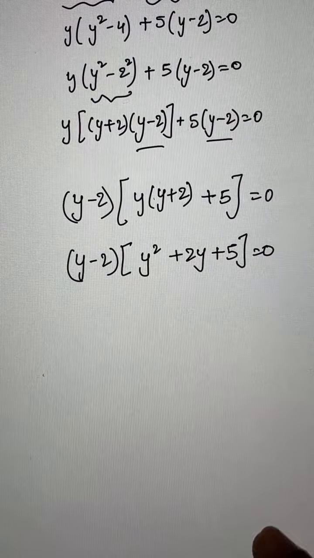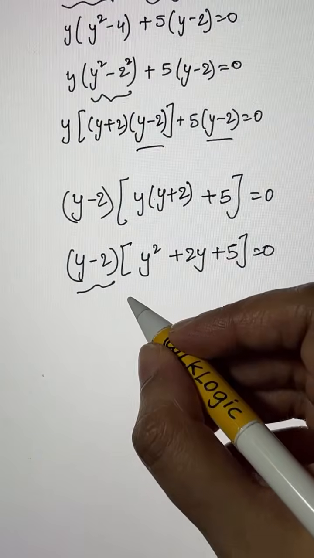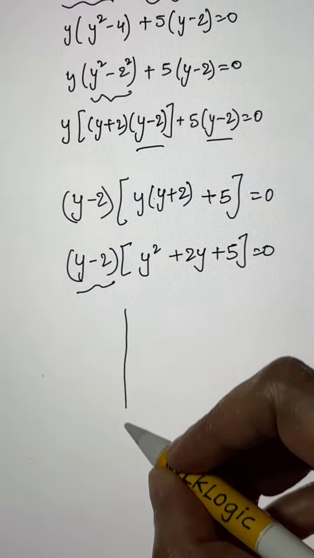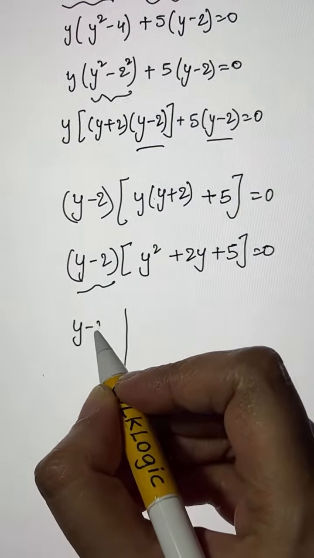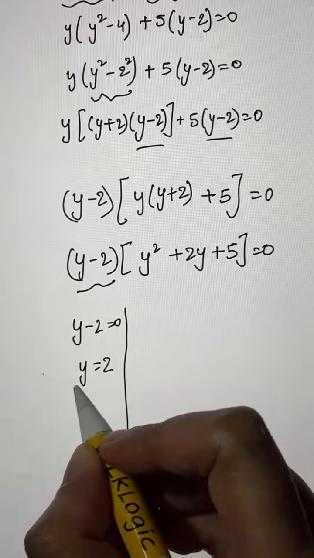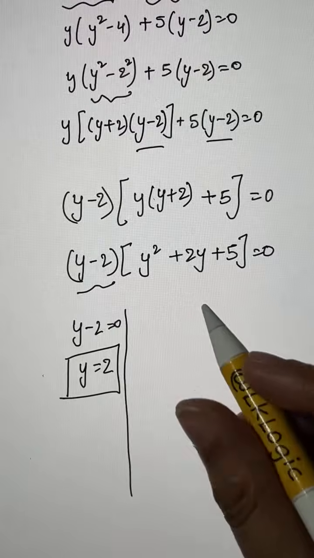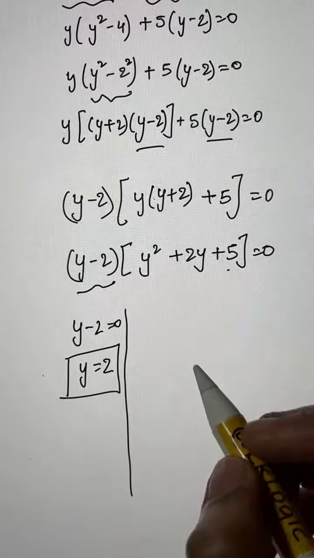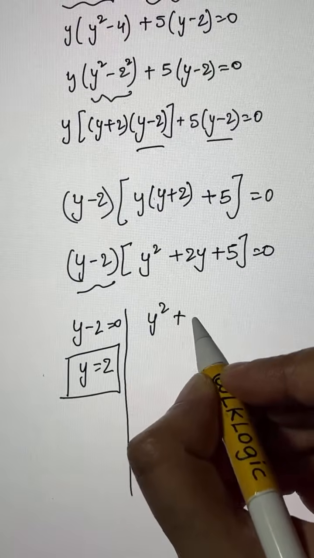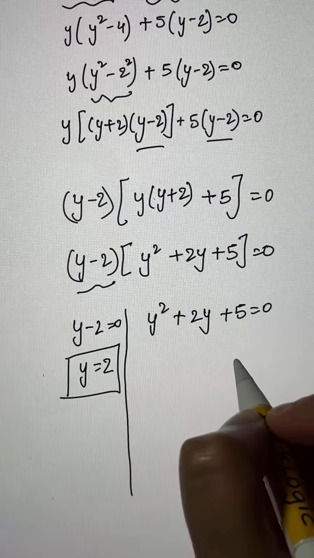Next, I've got one factor, as you can see, y minus 2. So let me write down the two factors. y minus 2 is equal to 0 is one factor, so y is equal to 2 from this. Alright, that's one solution. Another one, let's solve for this quadratic equation, that's y squared plus 2y plus 5 is equal to 0.